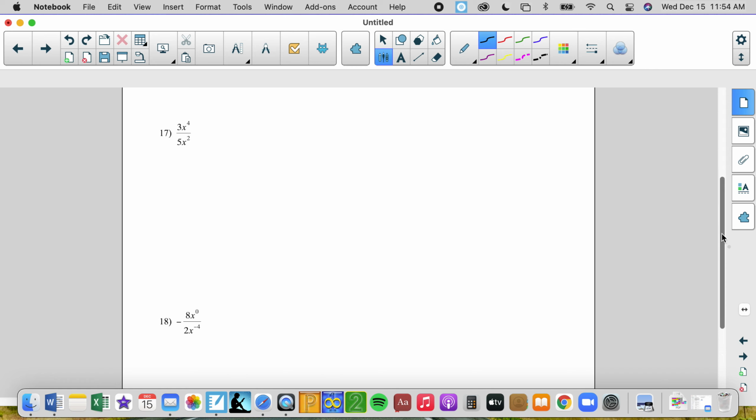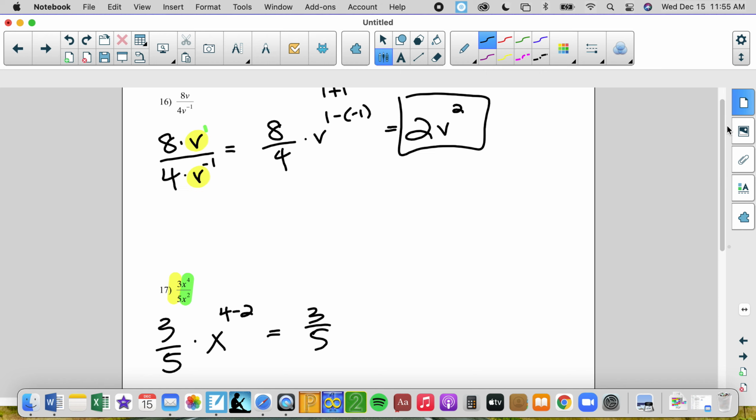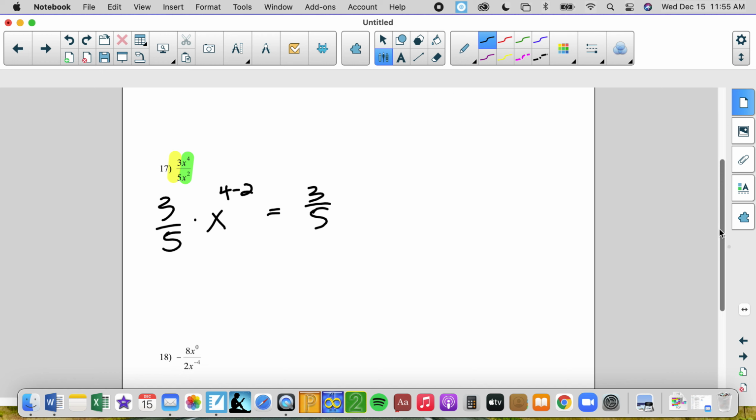17. We're going to separate them. And then we have x to the 4 minus 2. We are treating the constants different than the like bases. We do not subtract constants. That is not going to be -2 or 2 or anything like that. That is just a fraction, 3/5. It cannot be reduced. There is no number that goes into 3 and 5. There was a number that went into 8 and 4, but there is no number that goes into 3 and 5.